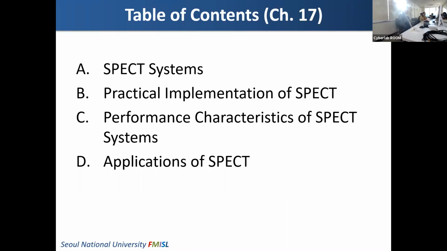This is the outline of my lecture. It will include what SPECT systems are, what the practical implementation of SPECT is, and how we can characterize SPECT performance. Maybe I will skip the application because we have to explain.